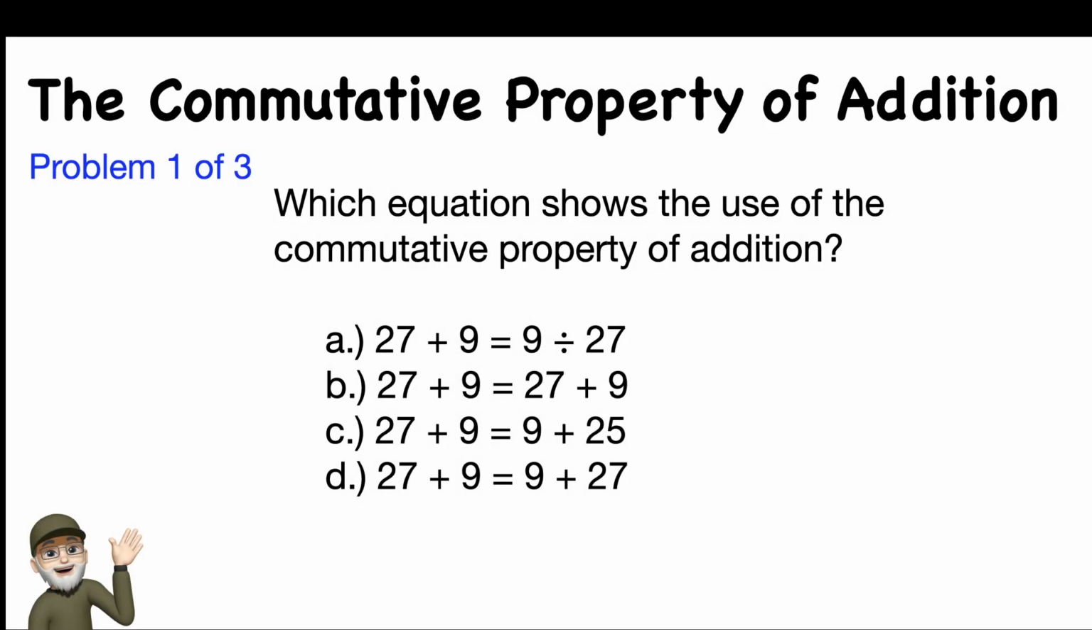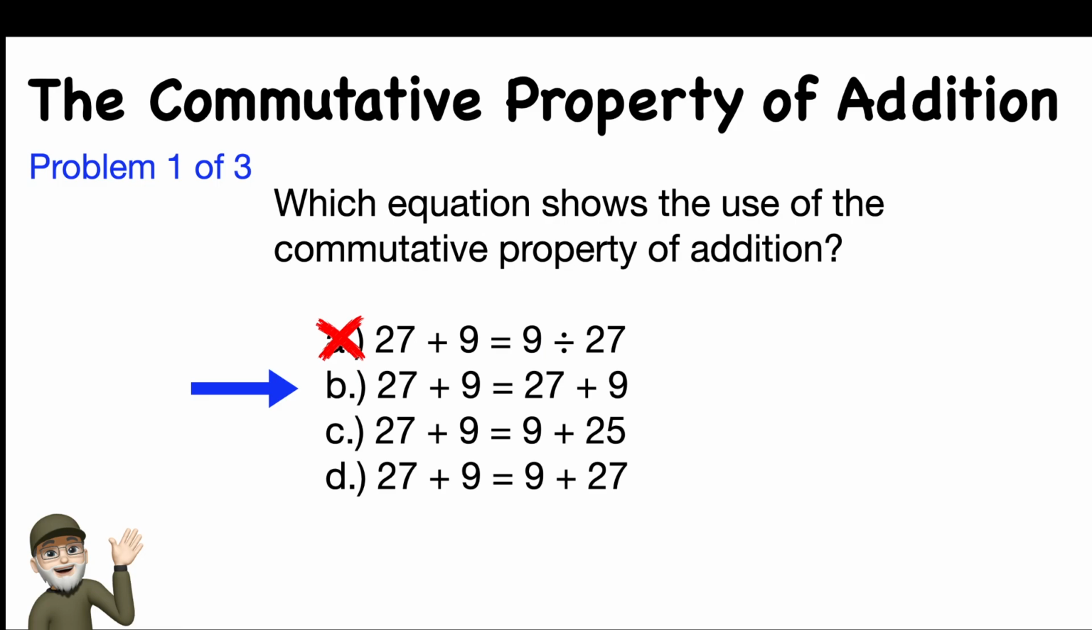We have 3 problems and then we'll be done. Problem 1. Which equation shows the use of the commutative property of addition? A. 27 plus 9 equals 9 divided by 27. Does that look right? We have addition to the left, but there's division, so we cannot use that. That is not the commutative property.